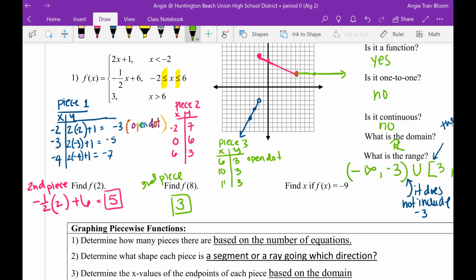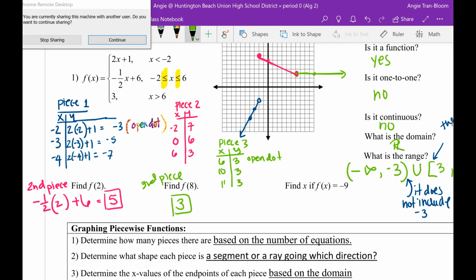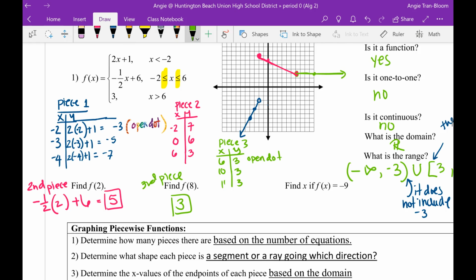What's f of 7? Also 3. Why? Because anything greater than 6, y is always 3. What is f of 100? Also 3. You're right. Okay. So now let's go do this one.